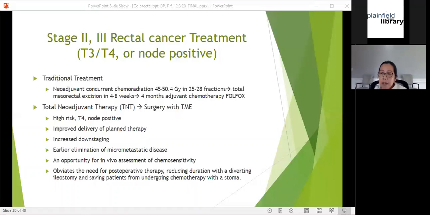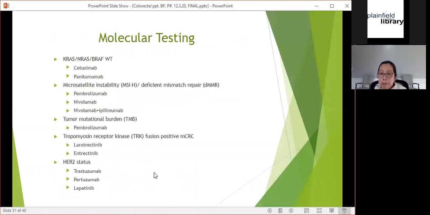It also provides an opportunity for in vivo assessment of chemosensitivity. It alleviates the need for post-operative therapy, reducing the duration with a diverting ileostomy, and saving patients from undergoing chemotherapy with a stoma. So basically, you get chemotherapy first, followed by chemoradiation, and then followed by surgery. Next, please.